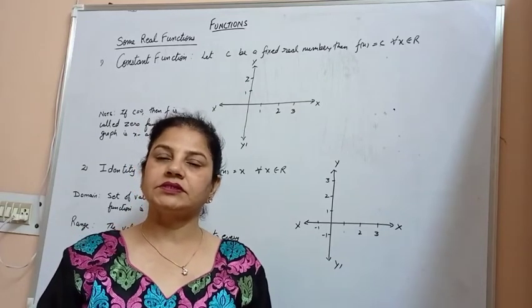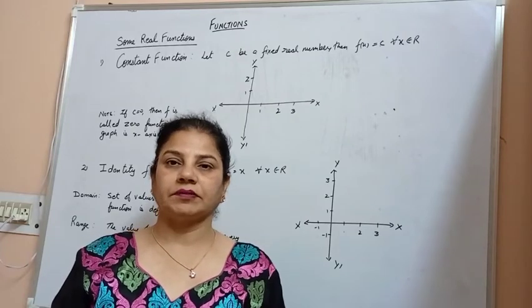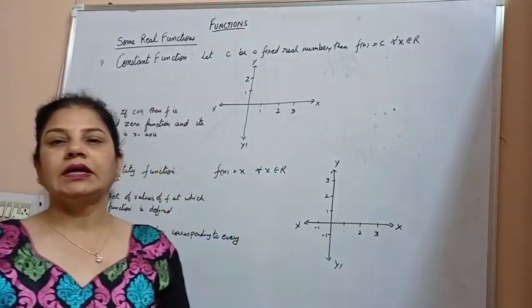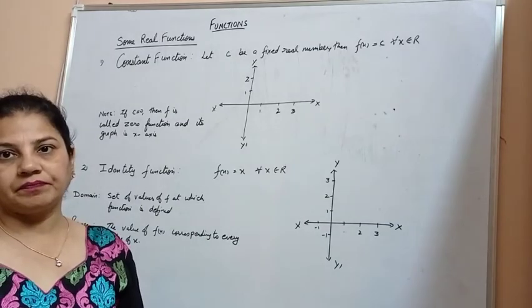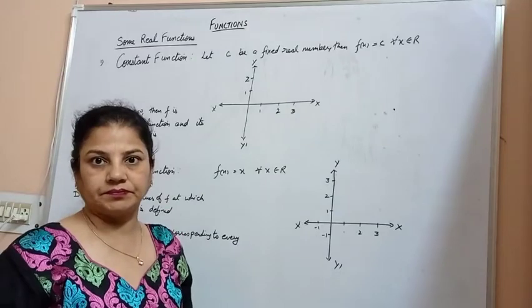Applied Mathematics, Chapter 9, Functions. Some real functions. Constant function: let c be a fixed real number for which f(x) is equal to c for all x belonging to the real numbers.